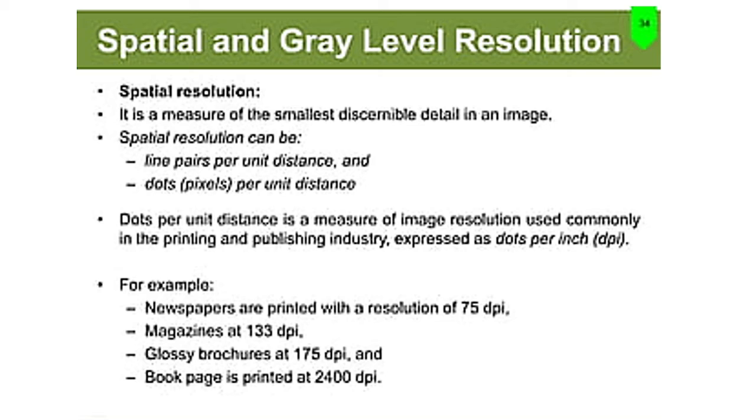Generally, while using mobile phones and sharing images, we are used to being told how much DPI it will be. While zooming, we can note the difference. So what is the DPI? DPI is nothing but dots per unit distance. It is a measure of image resolution used commonly in the printing and publishing industry, expressed as dots per inch, that is DPI. For example, newspapers are printed with a resolution of 75 dpi, magazines at 133 dpi. Like this, so many examples we can define.